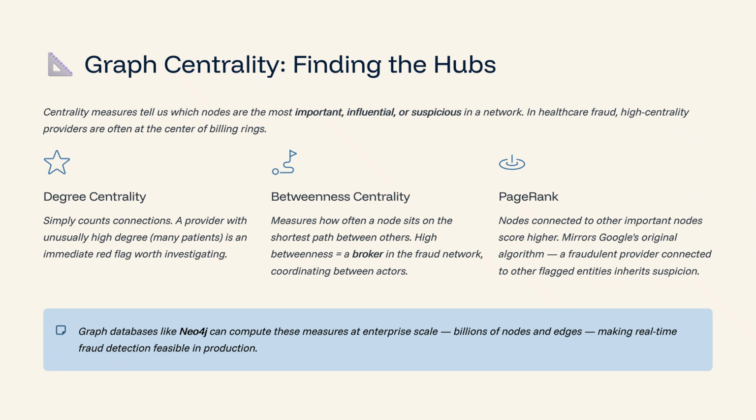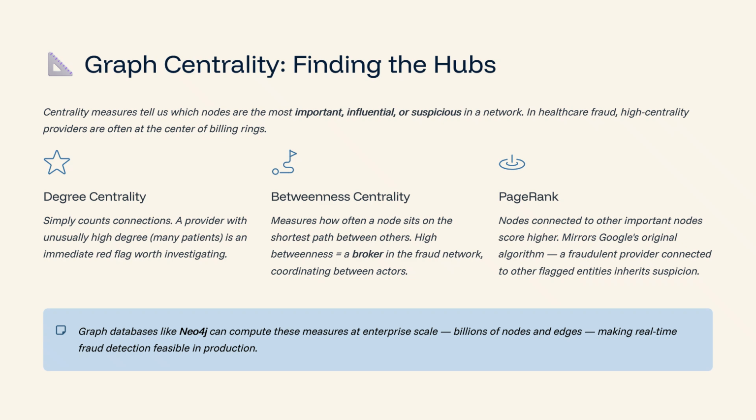And finally, PageRank. The same algorithm that originally powered Google search. It gives higher scores to nodes that are connected to other important nodes. In fraud terms, a provider connected to other already suspicious entities inherits elevated risk. Suspicion propagates through the network. And all of this scales, right?